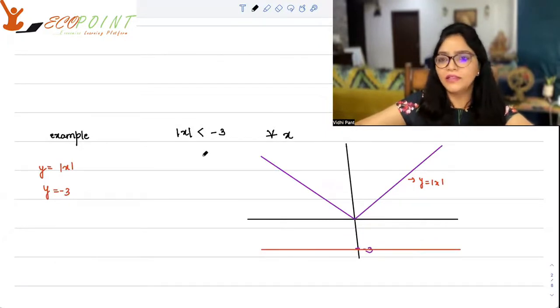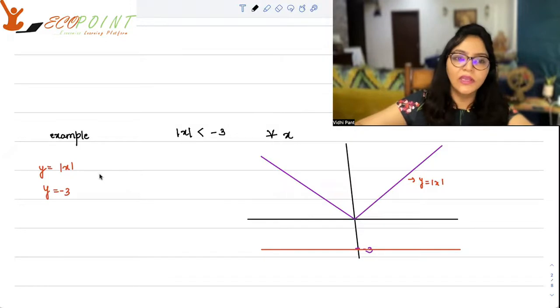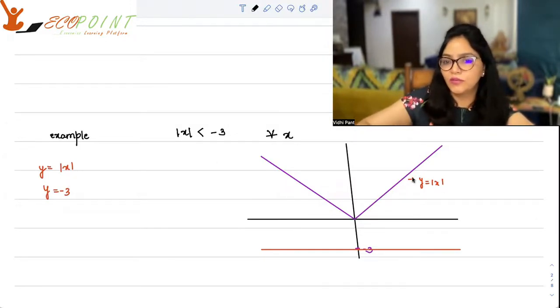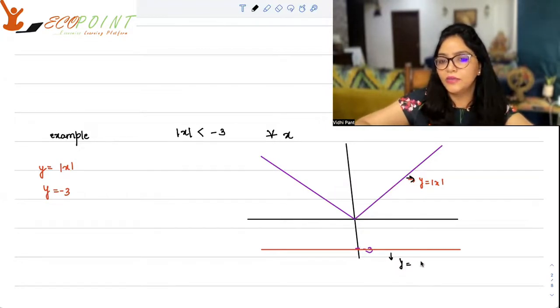Now let's give values to a and you will figure out what we're talking about. Mod x is less than minus 3. So a is minus 3 here. The two concerned graphs are mod x, which is out here, and the other one is y equals to minus 3, which is a straight line out here.